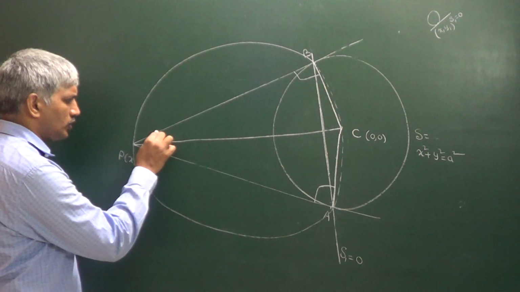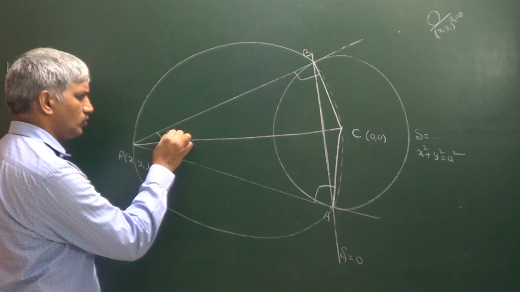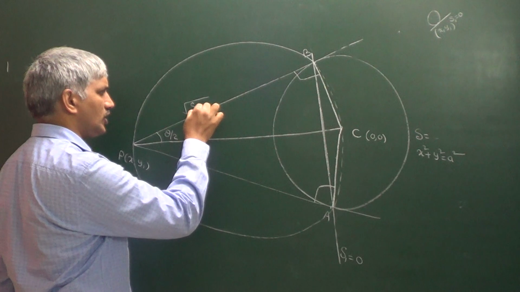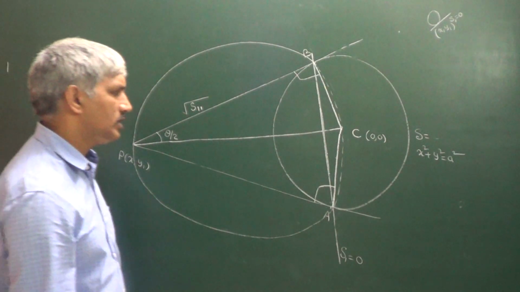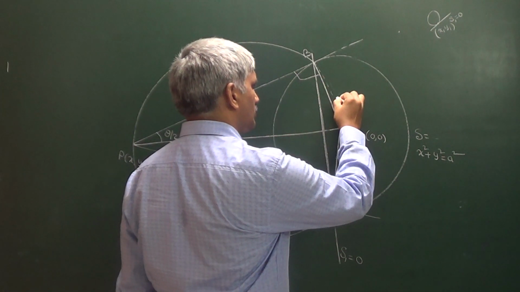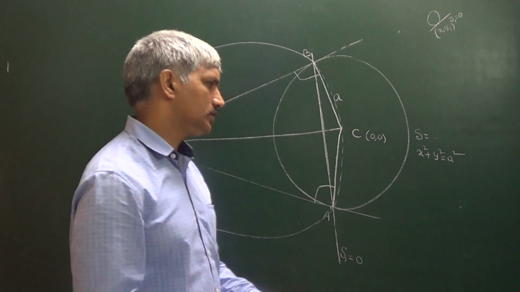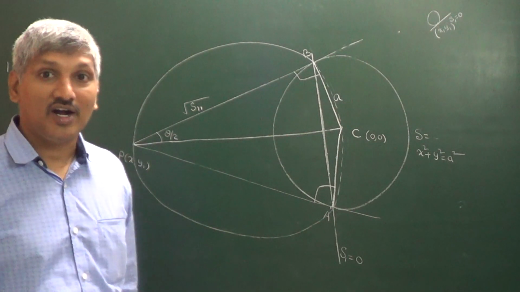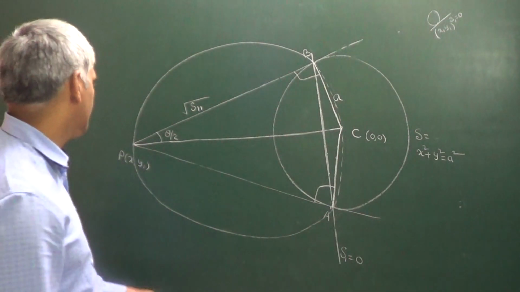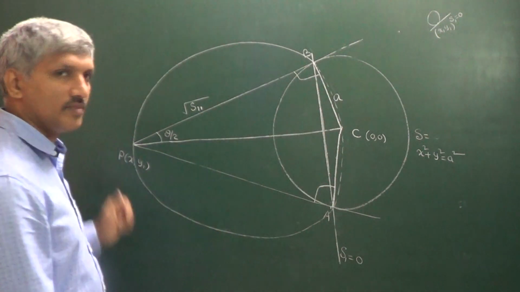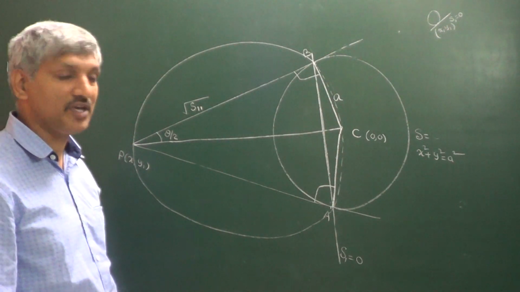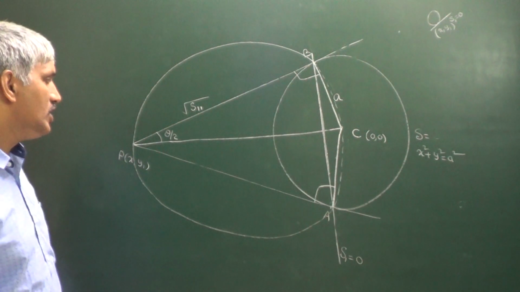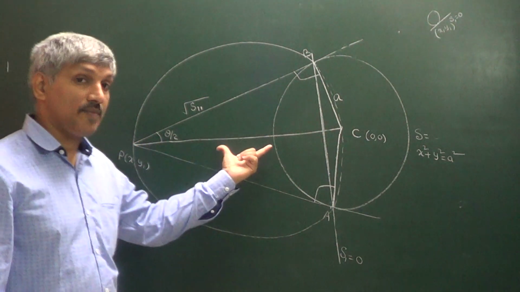So now you know this angle is equal to theta by 2, and also you know the length of the tangent is equal to root over S11, and the radius of the circle is equal to a. Observe here, CP must be the diameter for the circle circumscribing the triangle PAB.